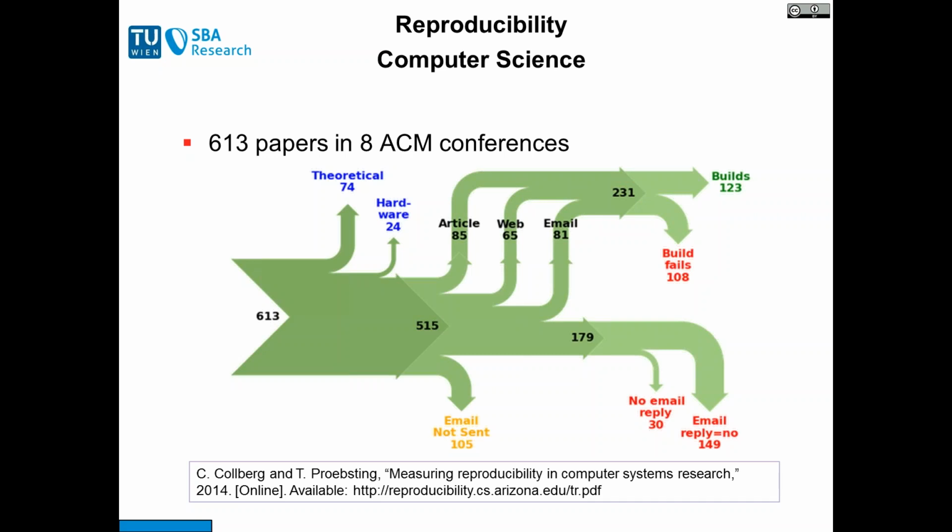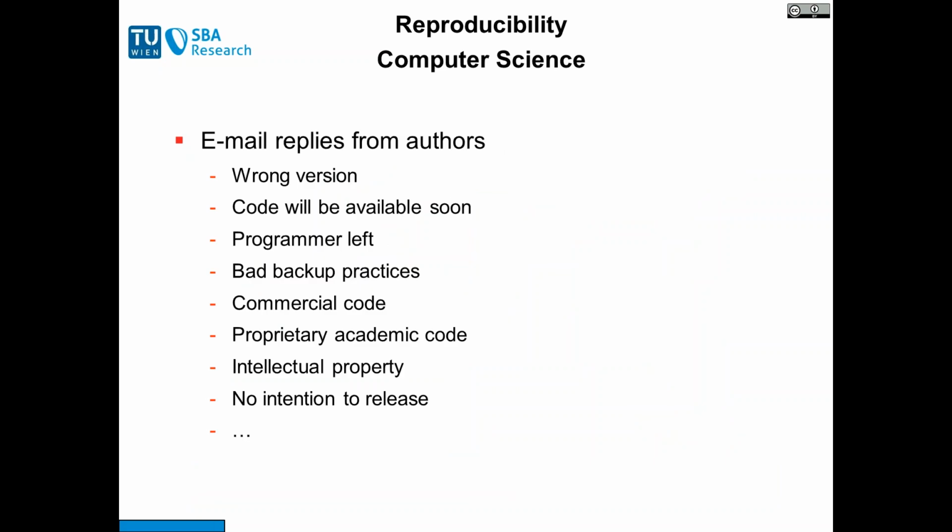They tried to contact the researchers and ask for the code, but there were several replies from them stating that there is a wrong version of the code, that they will release it soon, that the PhD student was responsible for coding the program, but that he has left. Also, there were constraints related to licenses, that this is only for commercial use and intellectual property, and of course, no intention to release. So this is not very reproducible.